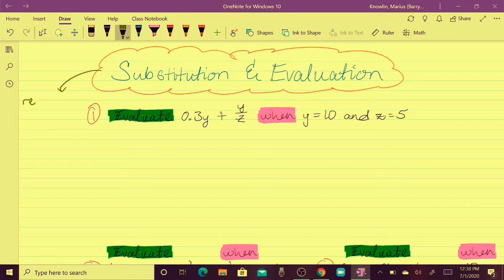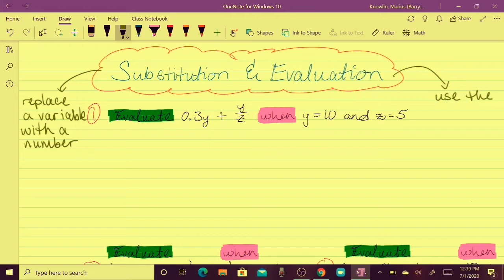Substitution is when you replace a variable with a number. Replace a variable with a number. And evaluation is essentially telling you to use the order of operations. All right. Now that we got that out of the way, let's go ahead and read number one.